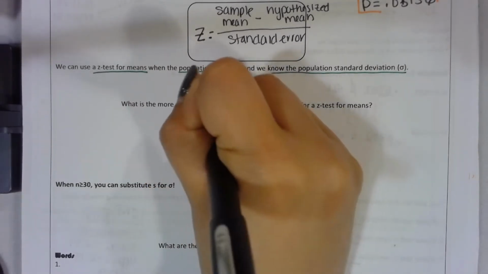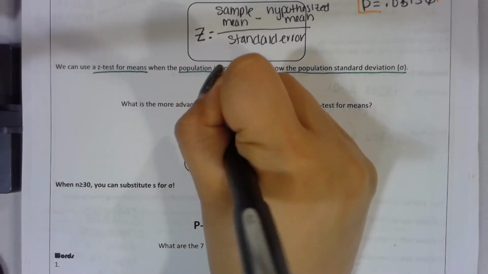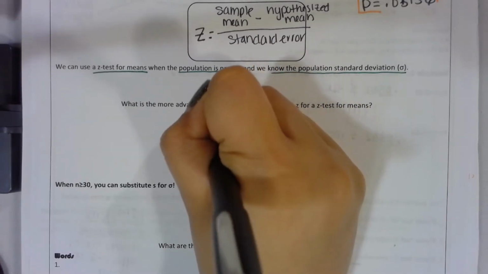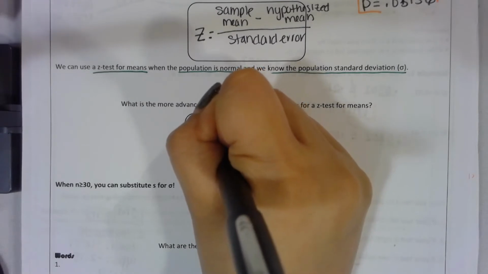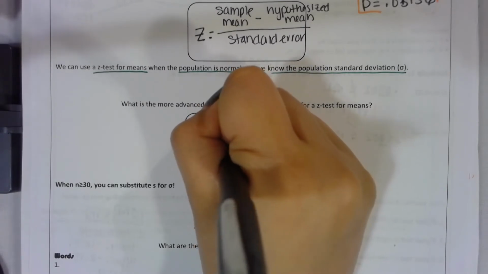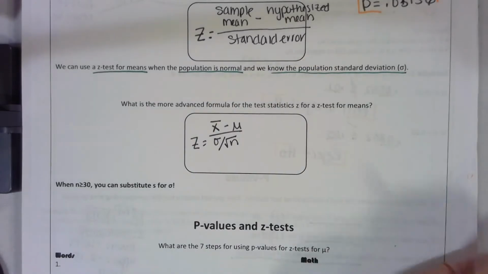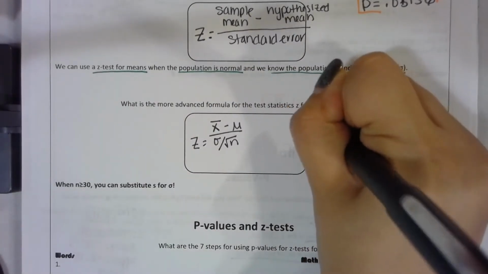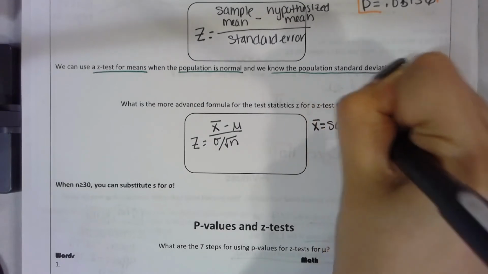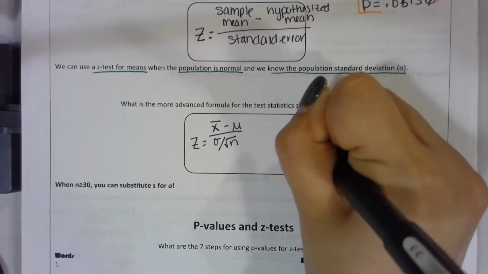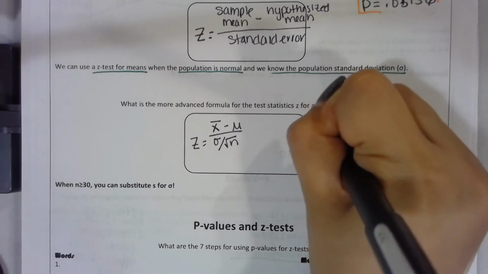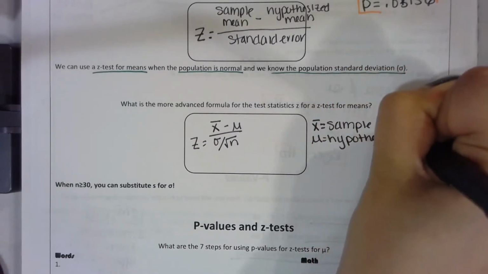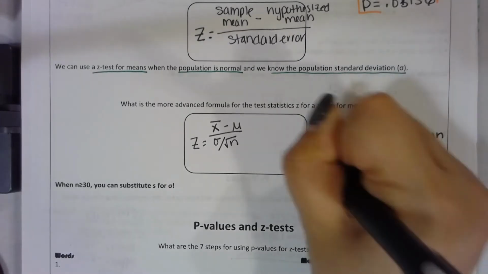Alright then, so please note, right here where it says that if your sample size is greater than or equal to 30, you can substitute your sample standard deviation for your population standard deviation. But you have to have a sample size greater than or equal to 30. If you have anything less than 30, then you have to use your population standard deviation.